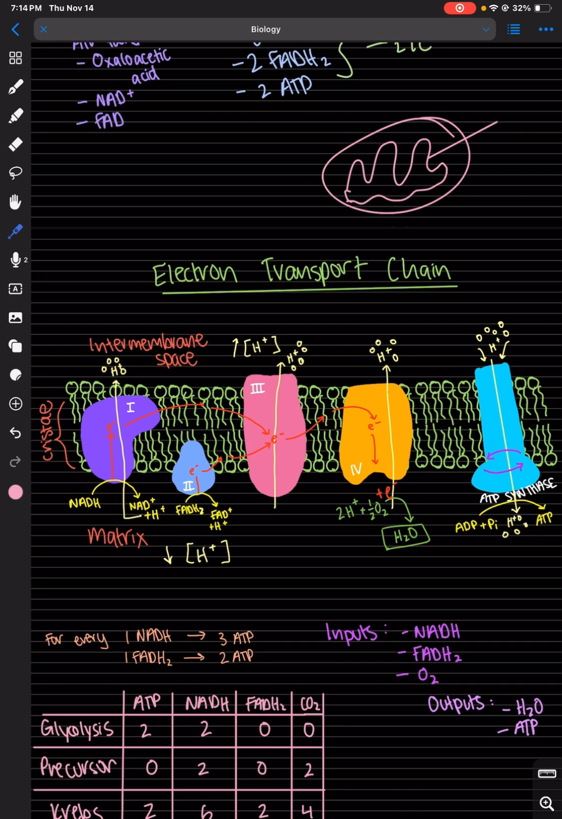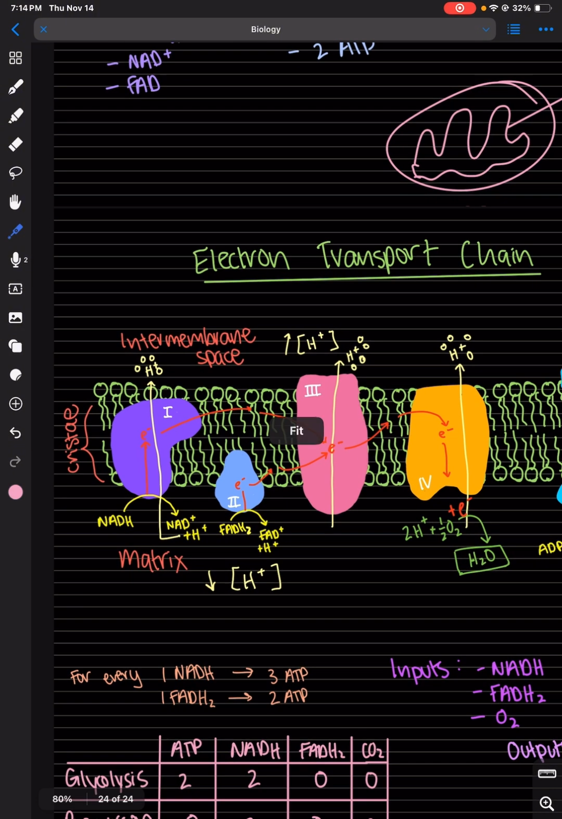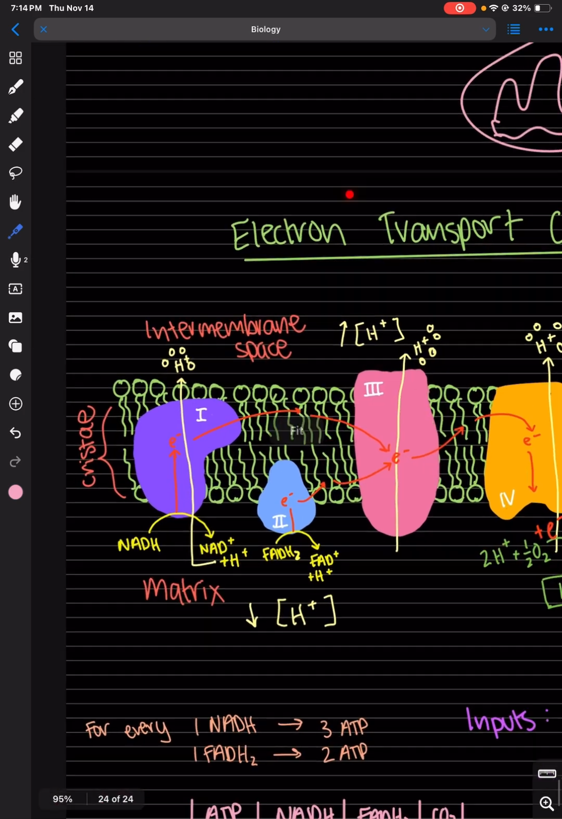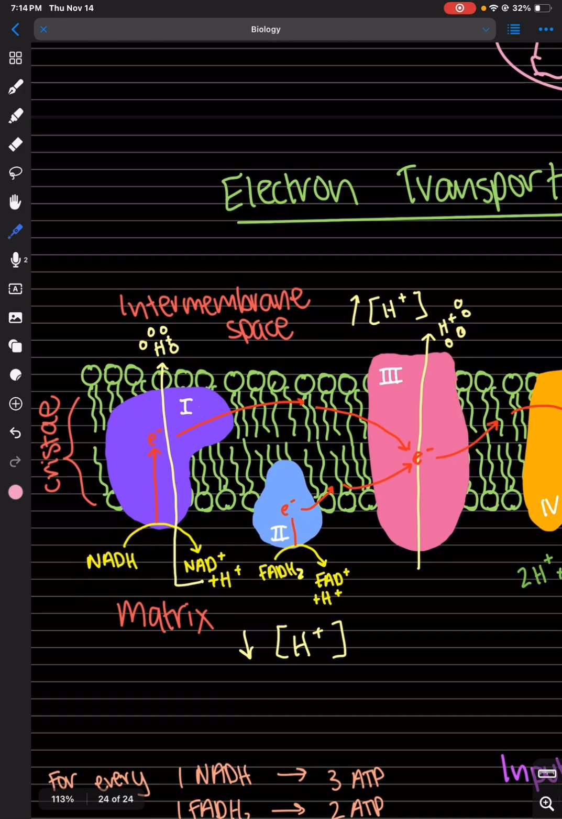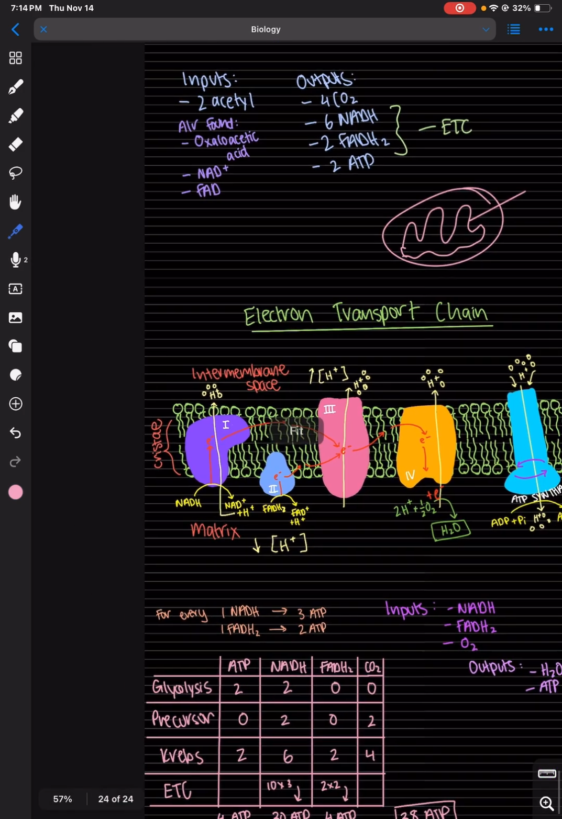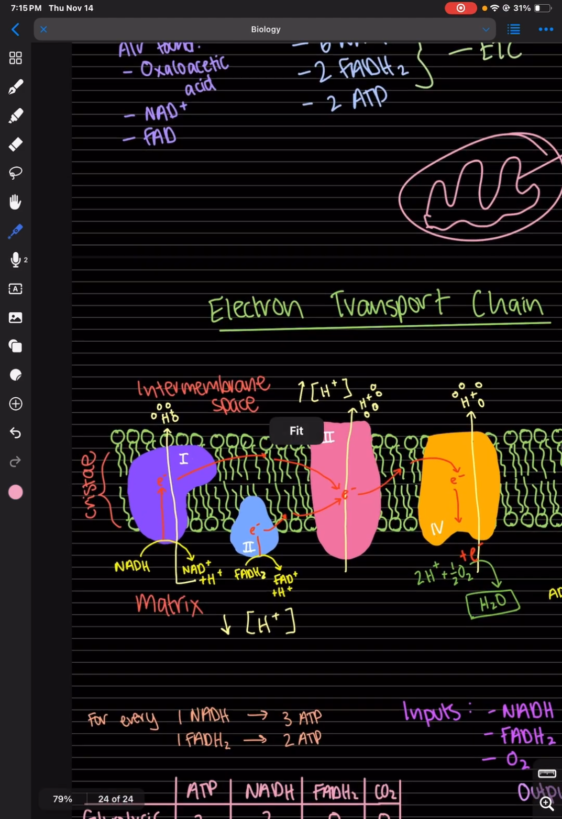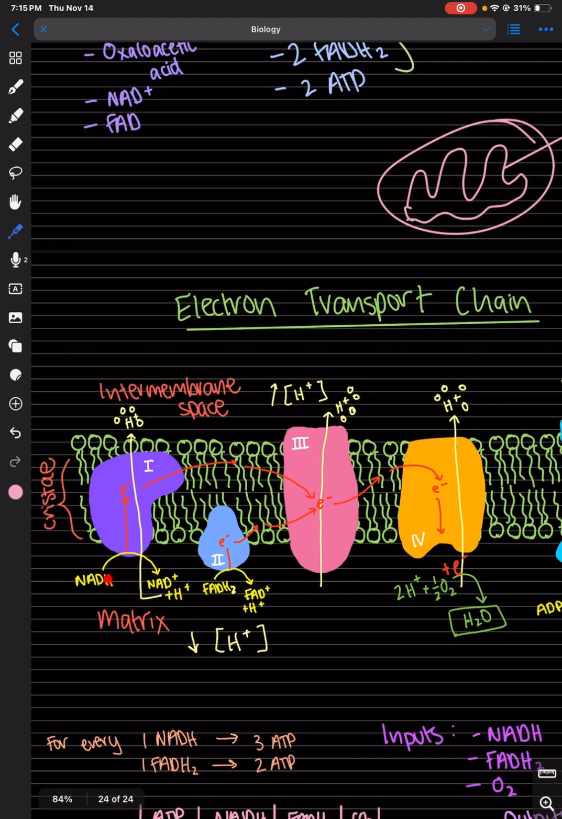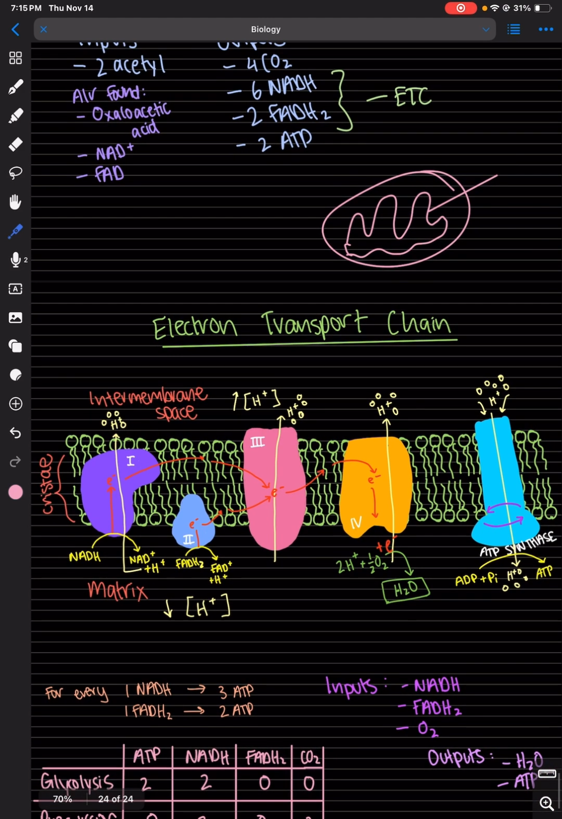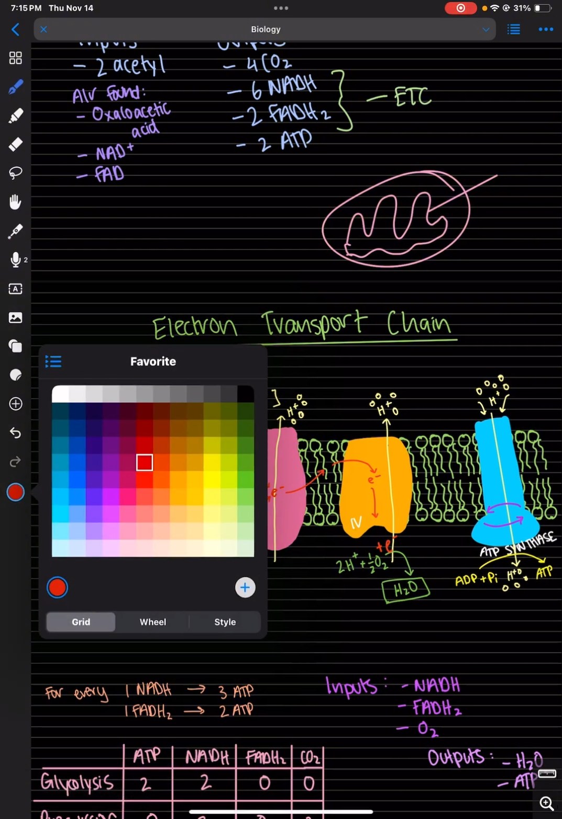So all throughout cellular respiration, we made products, right? We made NADH and we made FADH2. Now, those FADH2 are going to come to the electron transport chain, and right now let's talk about NADH. As you can see through this graph, we made NADH in glycolysis, the precursor, and the Krebs cycle.